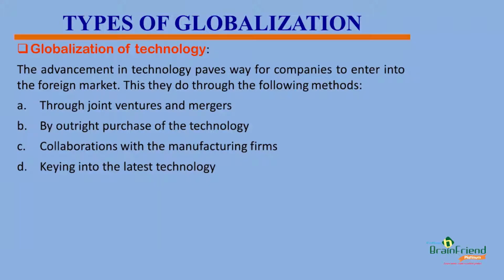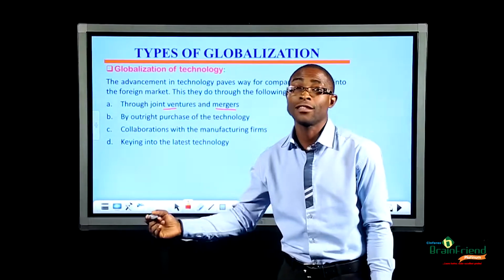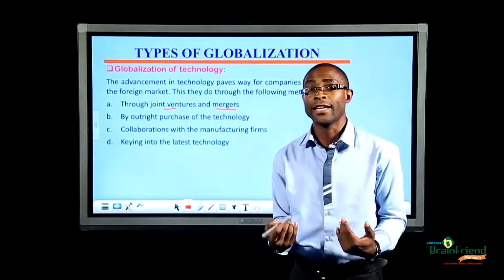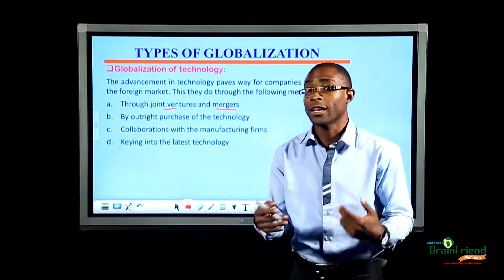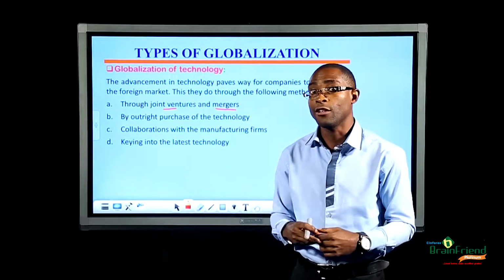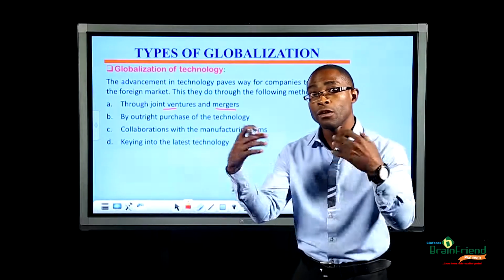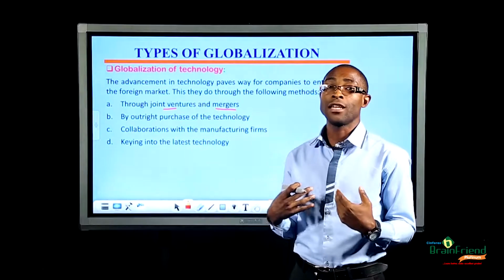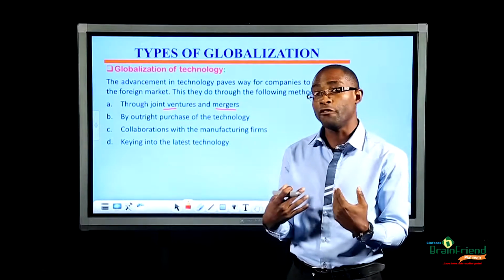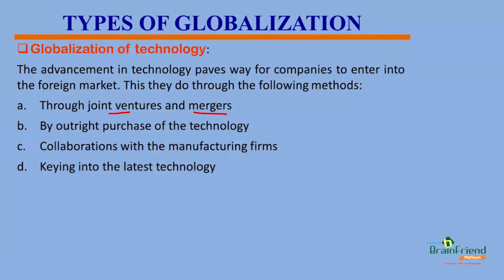Now, globalization of technology is done through the following methods. Number 1, through joint ventures and mergers. I have the idea, my colleague has machines I need. I can actually meet my friend and tell my friend, hey, this is the idea I have. You have this equipment. Can we use it and bring this idea to light? When that happens, we become partners. When we eventually launch the product, it is in our name. We are the ones that benefit from the proceeds of that product.